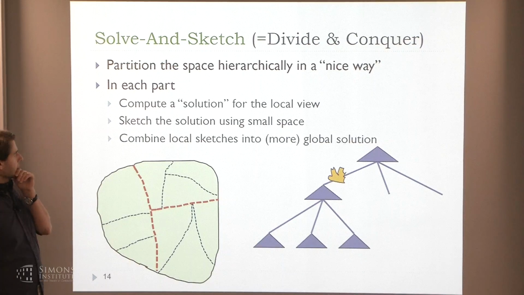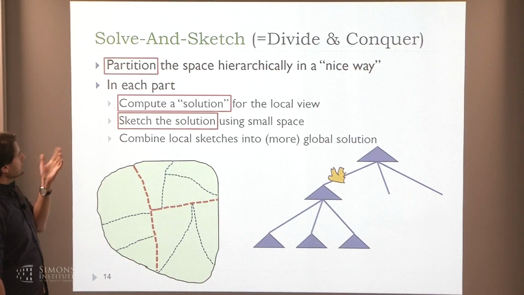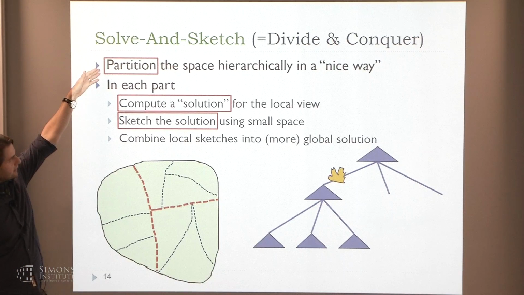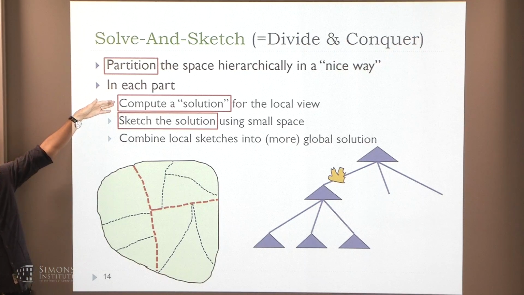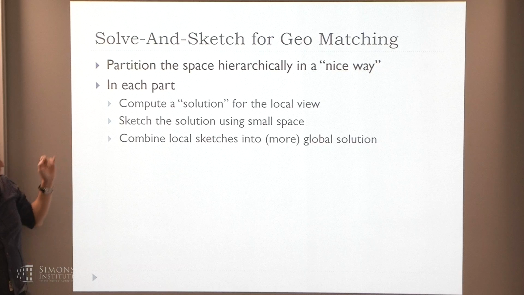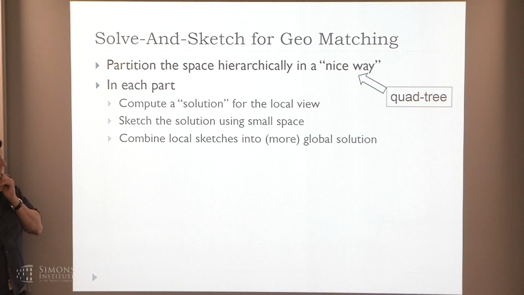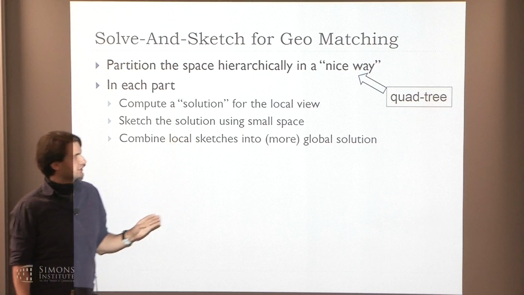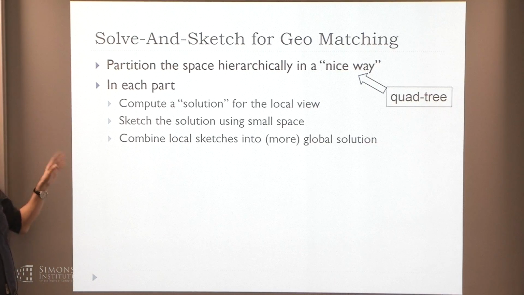Of course, what exactly needs to be solved here, what are the main things that we need to discuss? How do we partition the space hierarchically? How do we compute the solution for the local view so that we can recombine it later into a global solution? How to sketch such a solution, and so forth, right? These are the main things to be done. And so, applying this framework to our geometric matching problem, for the partition of the space, any reasonable partition will work. Let's say randomly shifted quad trees, a relatively classic idea for this kind of problem, will work.